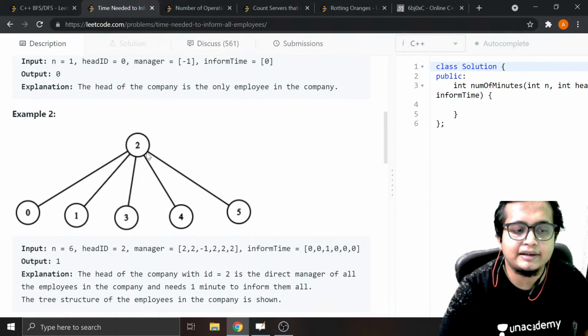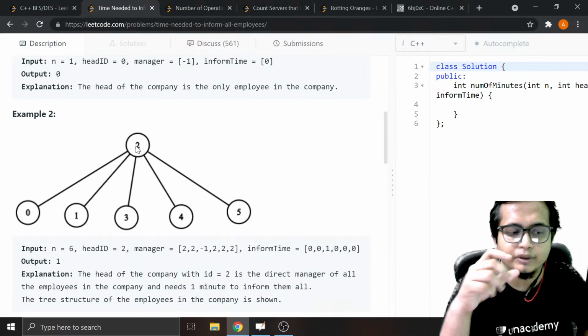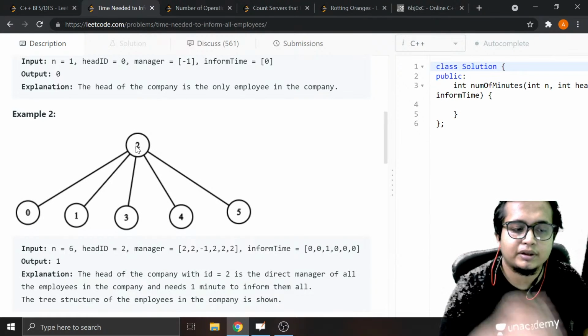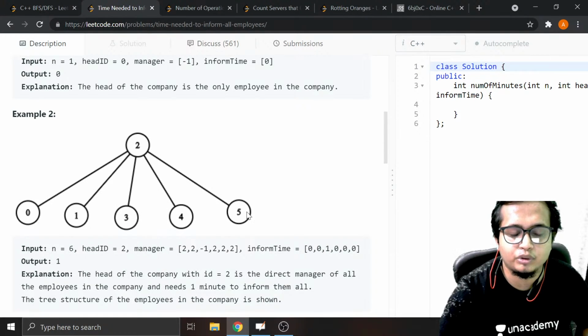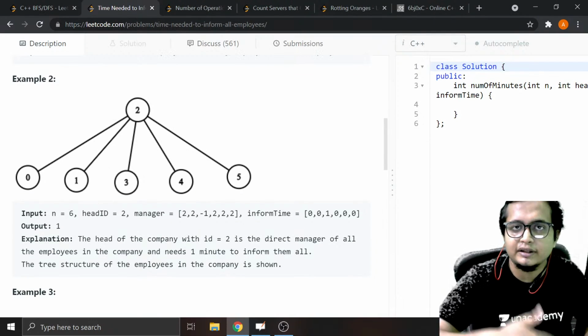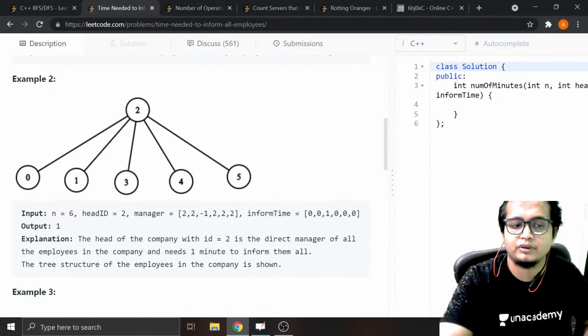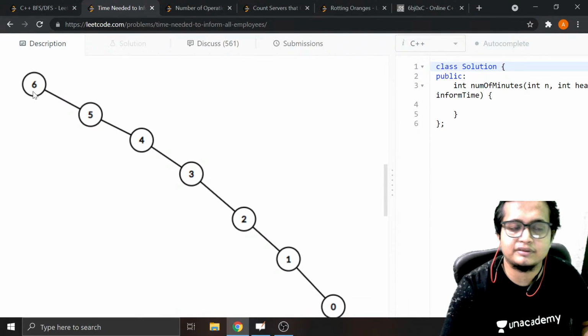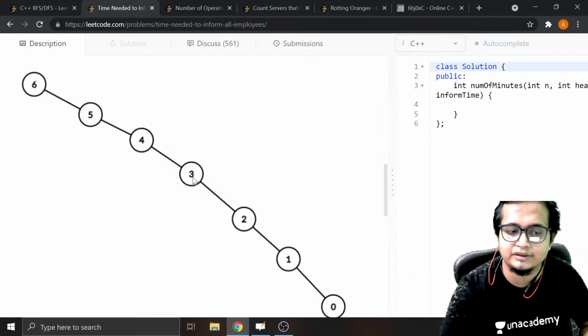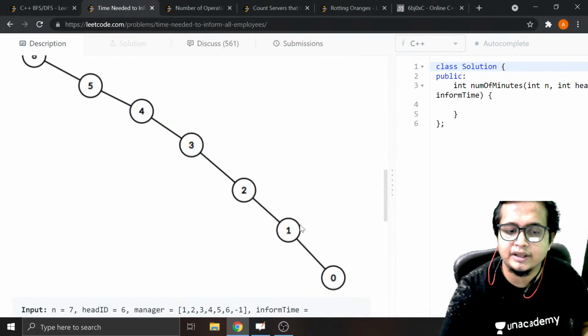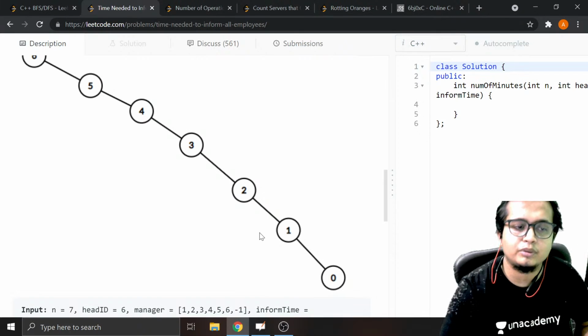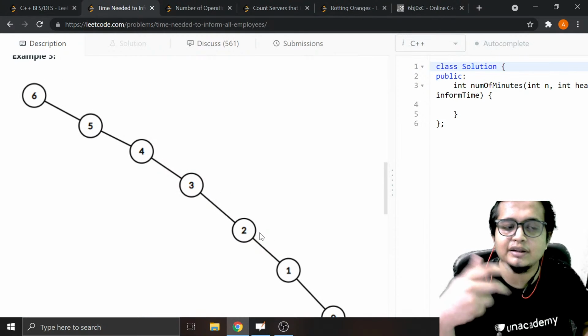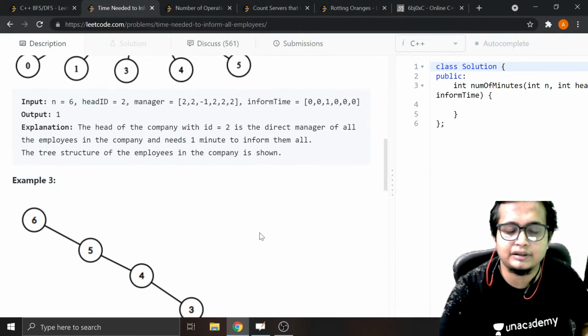So what head ID means is, this person 2 would actually be announcing something to 0, 1, 3, 4, 5, and then they would further announce it to their subordinates. So similar to how it happens in a company. So let us see, 6 is the manager. So 6 would say something to 5, then 5 would say to 4, 4 would say to 3, 3 would say to 2, 2 would say to 1, and 1 would say to 0. Okay, so between this communication, there is some amount of time gap that is present.